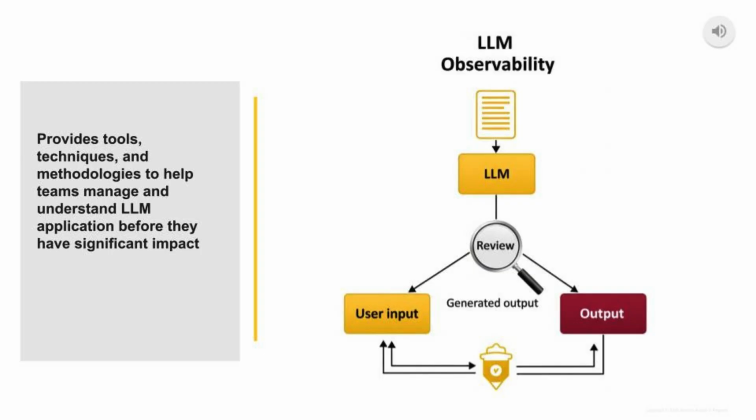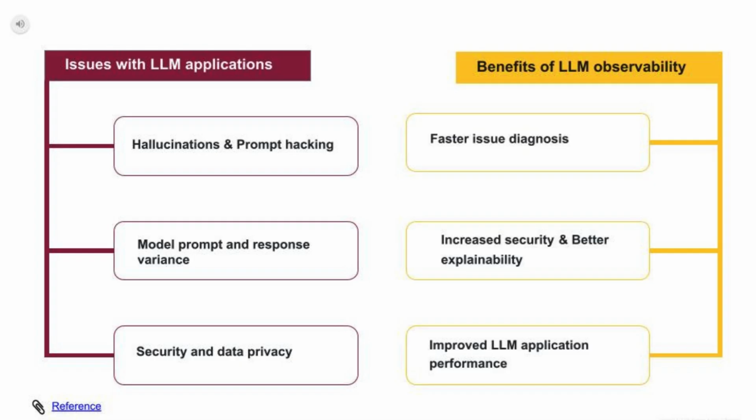at scale. Let's take a closer look at why observability is essential in LLM applications, starting with the common challenges teams face in production. First, there's the issue of hallucinations, where the LLM generates responses that sound believable but are actually false or misleading. This can be especially risky in high-stakes domains like healthcare or finance.